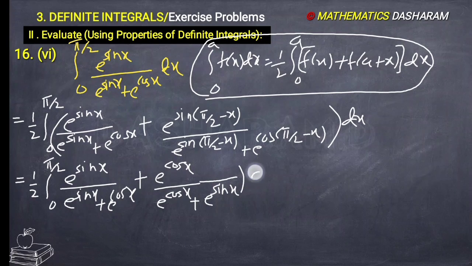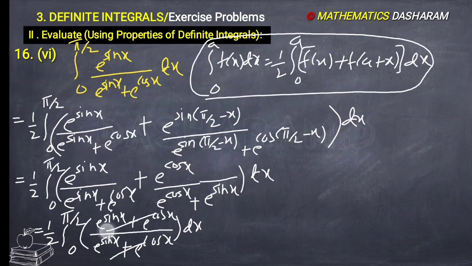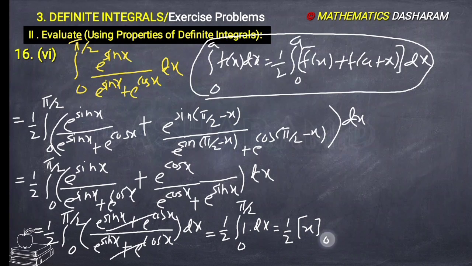sin x whole dx. So 1/2 integral 0 to pi/2. Here both denominators are the same. Then add the numerators. So here numerator and denominator both are cancelled. So 1/2 integral 0 to pi/2 of 1 dx. So the integration of 1 dx is x from 0 to pi/2. Now substitute the upper and lower limit. So pi/2 minus 0, it is equal to pi/4.